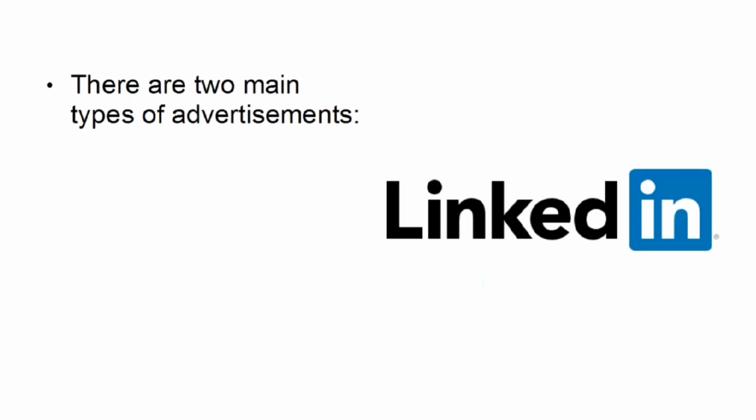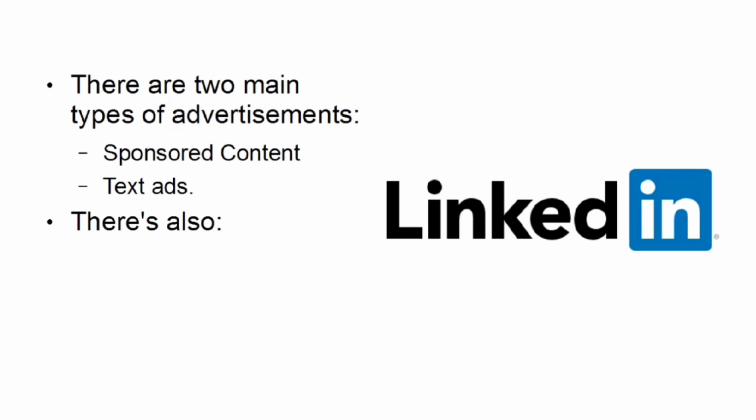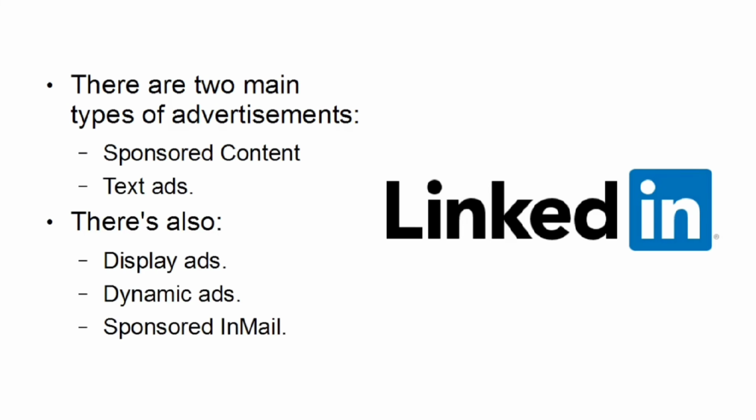Now, there are two main types of advertisements, the two that are most popular, and they are sponsored content and text ads. And that's what I'm going to concentrate on in this video. There are also display ads, dynamic ads, and sponsored in-mail, which is a bit like sending out a solo ad, but to people on LinkedIn rather than through email.